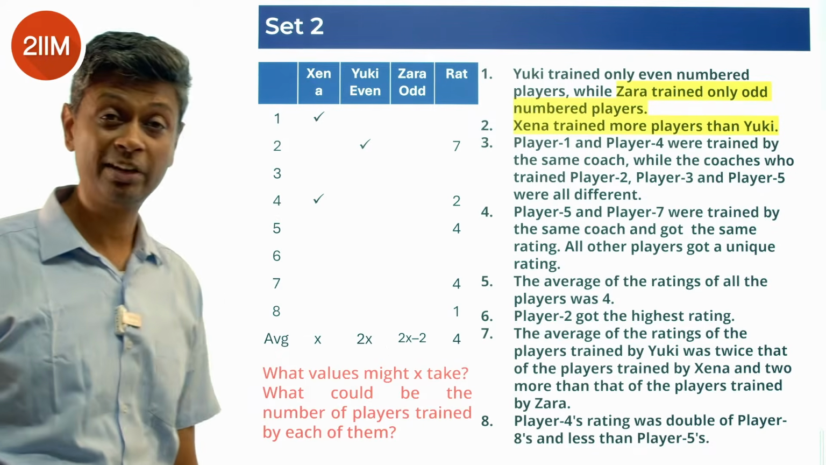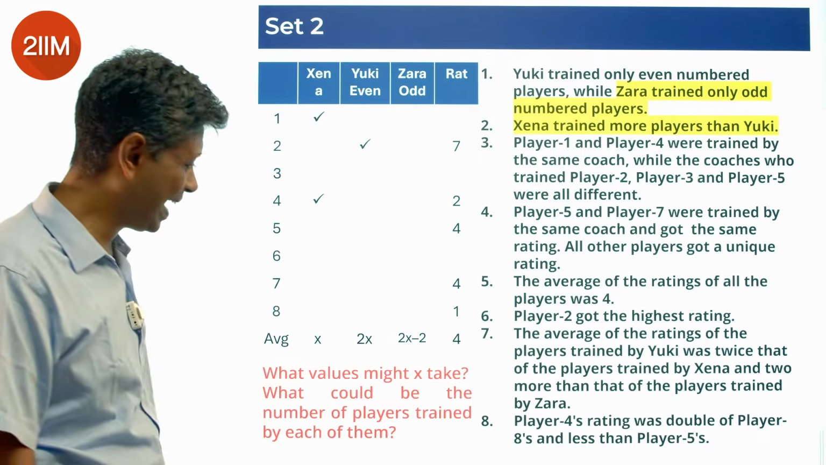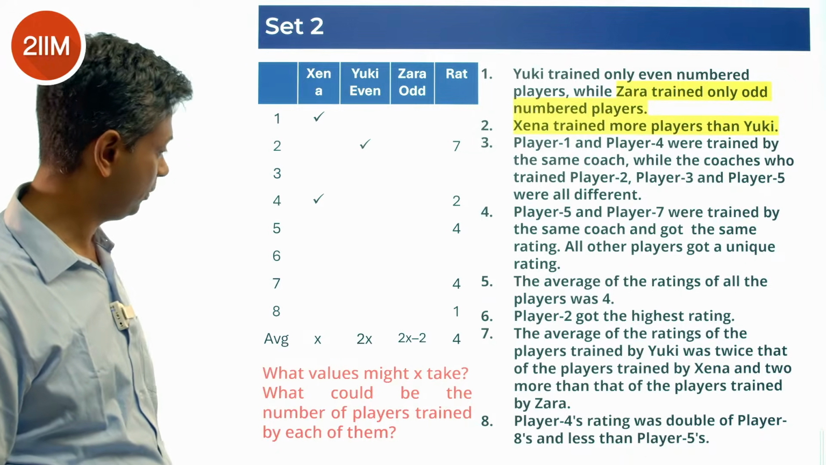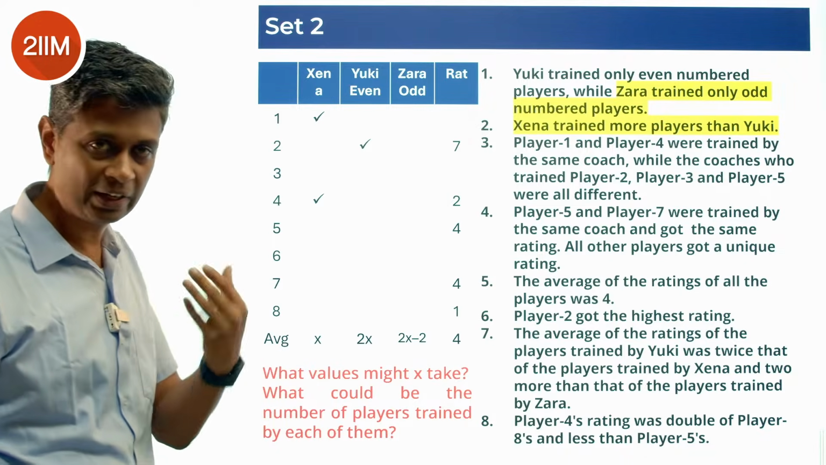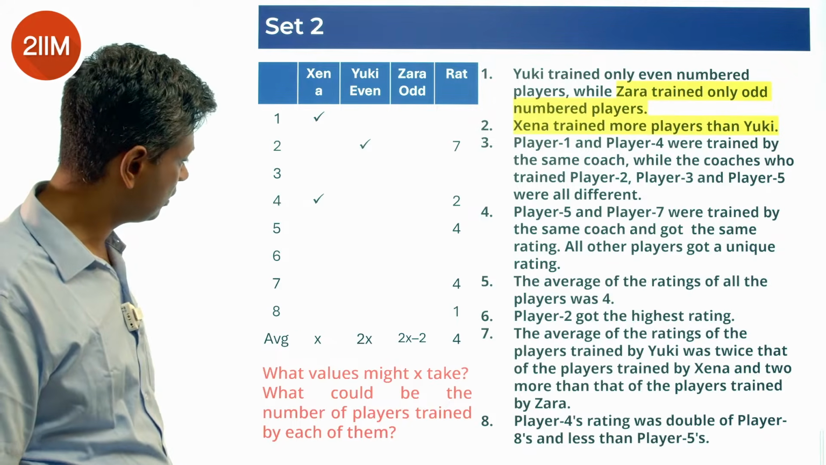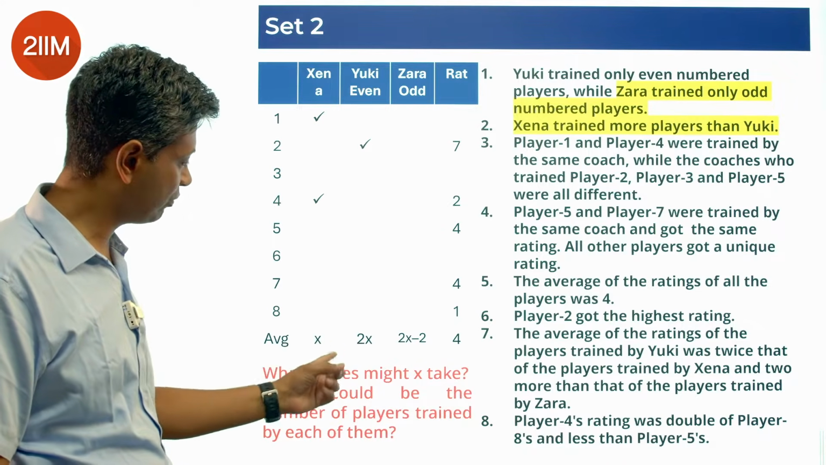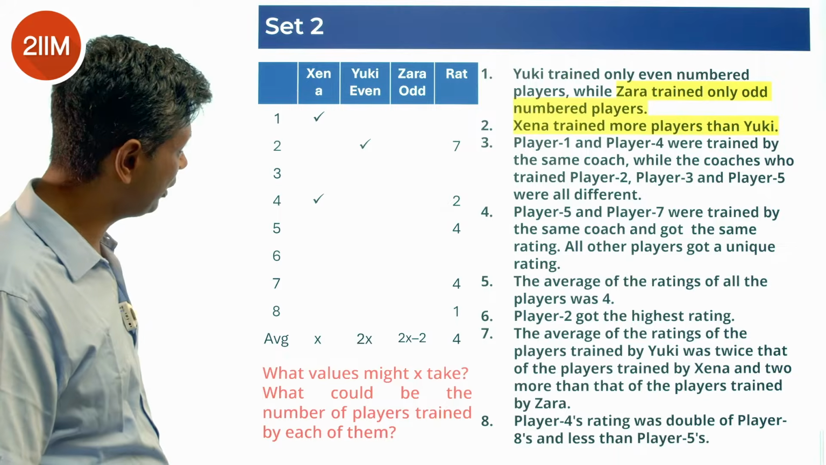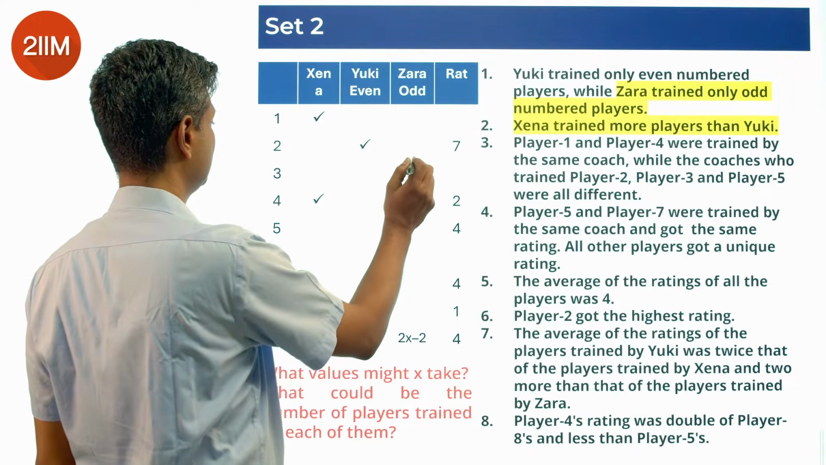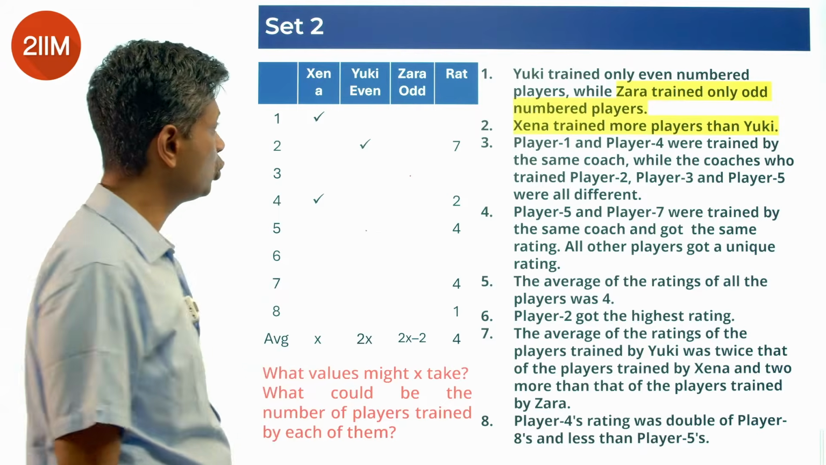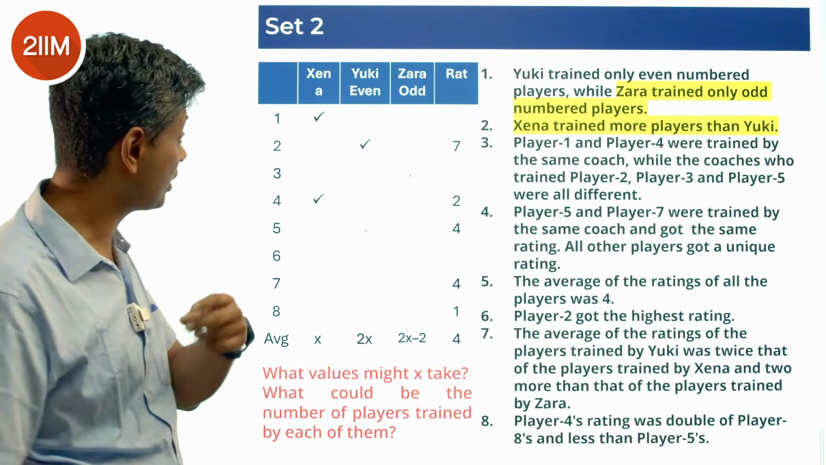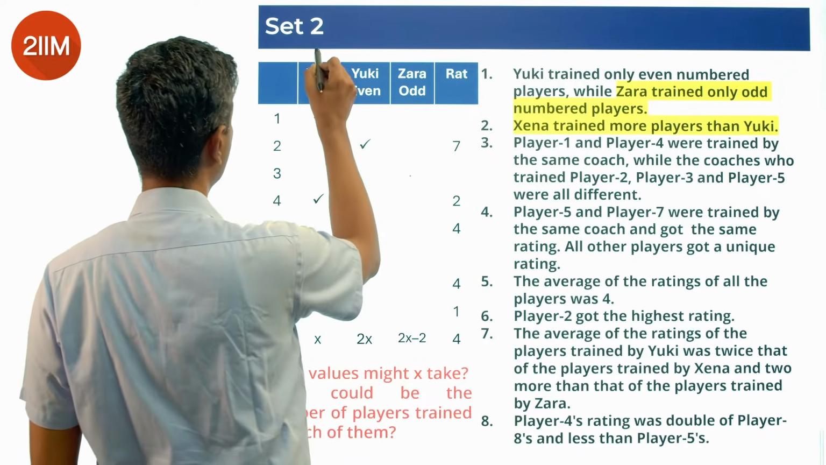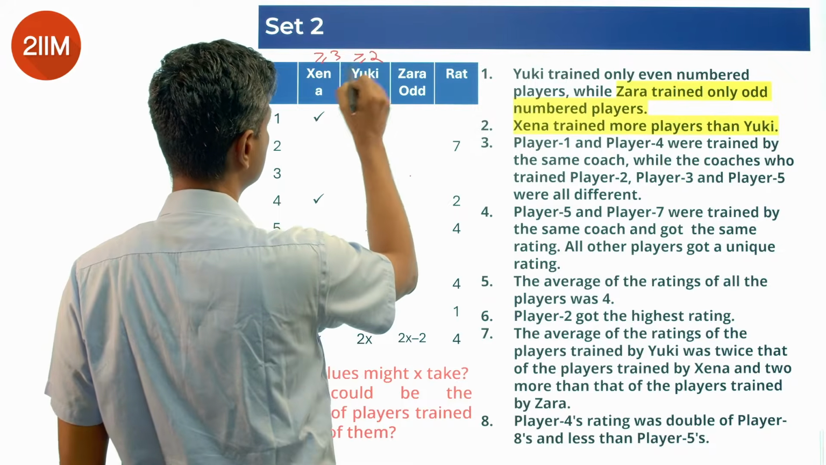What could be the number of players trained by each of them? What values could x take? Number of players, we know that Zena trained more players than Yuki. So x and 2x we're taking a weighted average of, and then x we take with weightage for 2x minus 2 also, overall average should be 4. We know that between 3 and 5, one of these trained one, the other trained the other. And so Yuki is at least 2, so Zena is at least 3. And so the number of people trained by Zena is greater than or equal to 3, greater than or equal to 2.